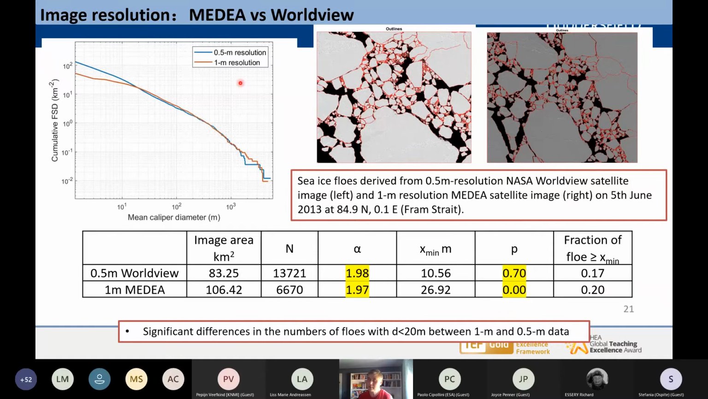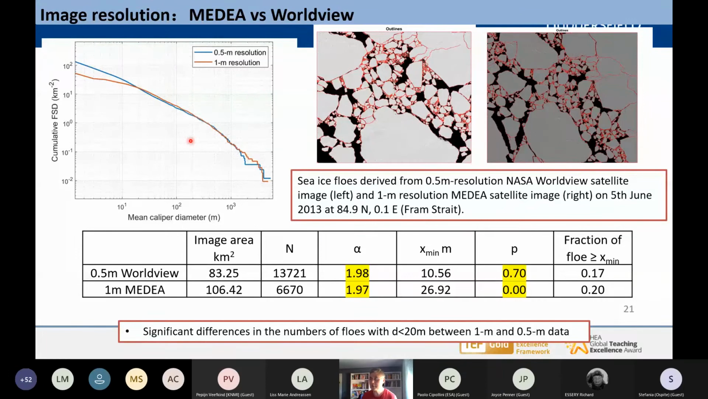Let me summarize some aspects of that. Between the 1 meter resolution and half meter resolution, generally the floe size distribution shows a similar trend until about 20 meters in size, and then they make quite a difference between these different resolutions. So that's one of the ways we keep pushing our limit to a higher resolution, so that we can correctly resolve the smaller floes for the modeling comparison.